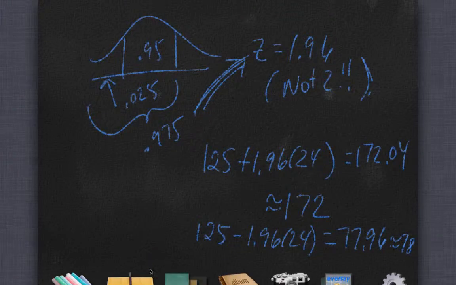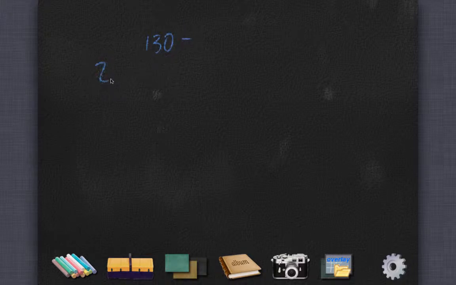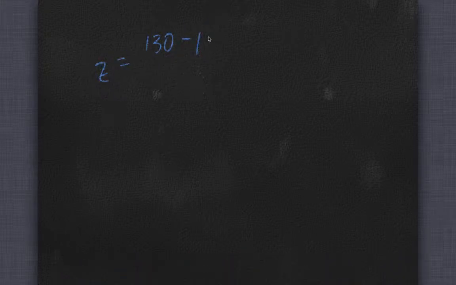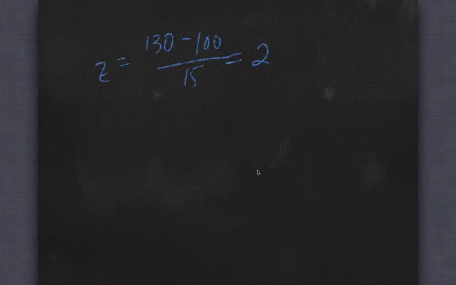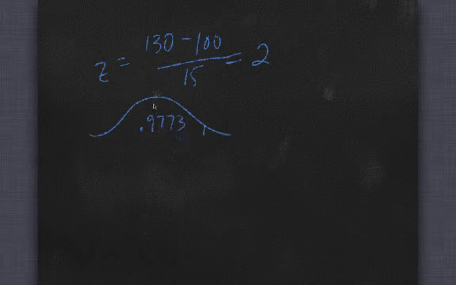So 130 minus 100. The minute it asks for proportion, we know we need to calculate the z-score if it's normally distributed. So that equals 2. So we go to the chart, 2.00, 0.9773. But we don't want these guys, we want these guys. These guys are 0.0227. So that's the proportion of people considered intellectually superior.